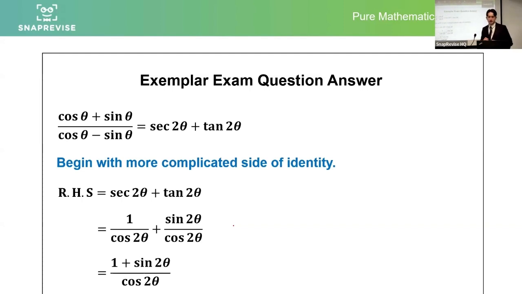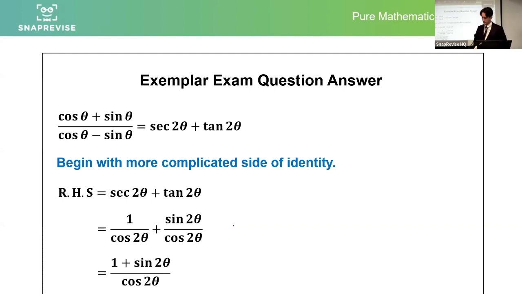So 1 plus sine 2 theta over cos 2 theta. So that's our first bit. Hopefully we're all good with that. Now from there, this is the next step we're going to move on to. We've still got to sort this out a bit, and we've got some double angles we can just plug in now. So let's check we're happy with this.